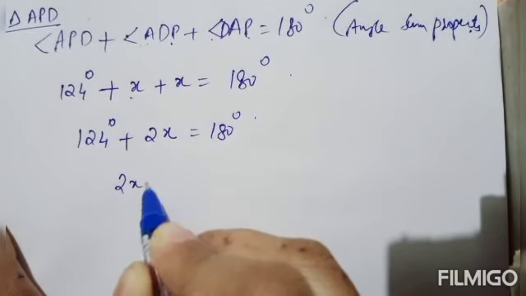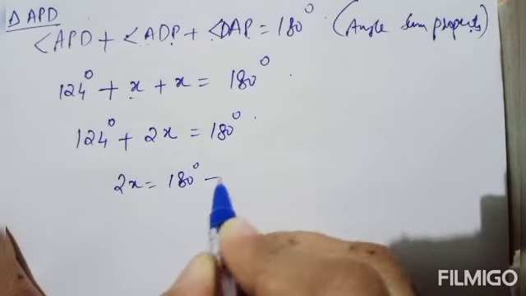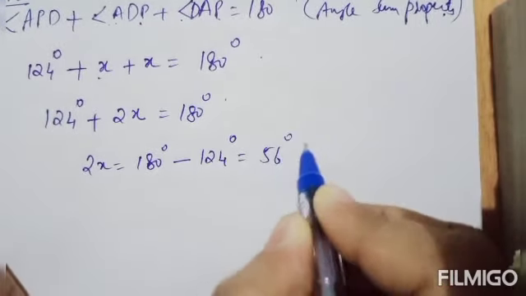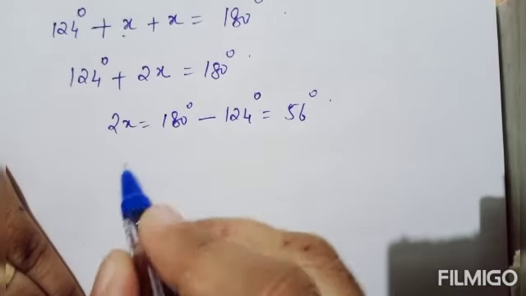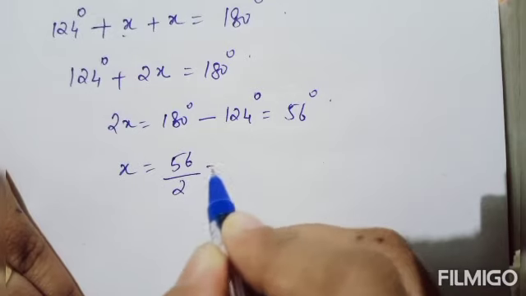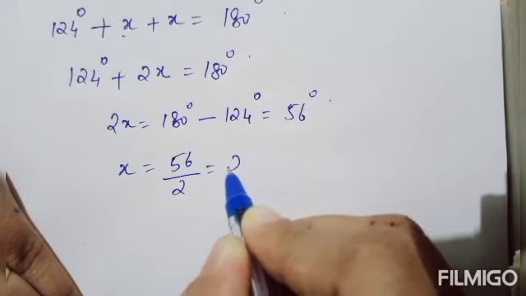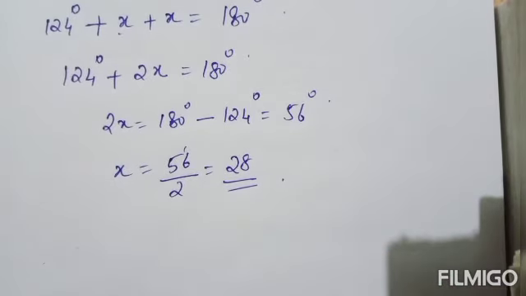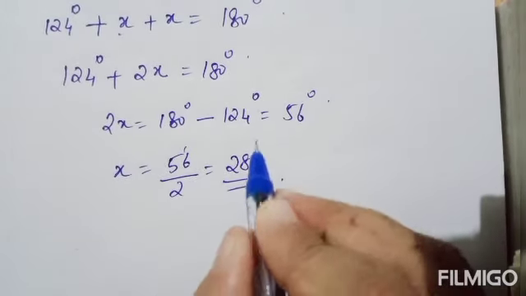So 2x equal to 180 degrees minus 124 degrees, you will get 56 degrees. So what will be x? x equal to 56 by 2, you will get 28. So x equal to 28 degrees, you got.